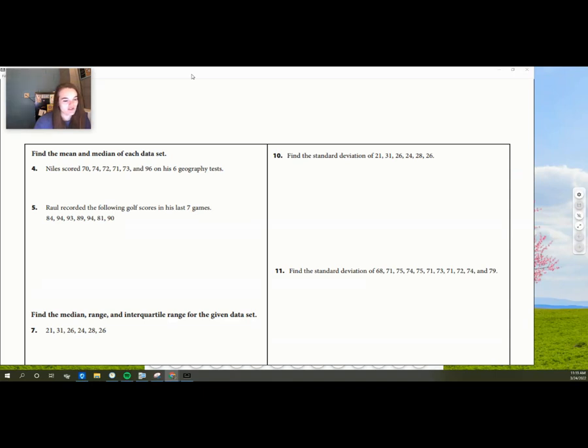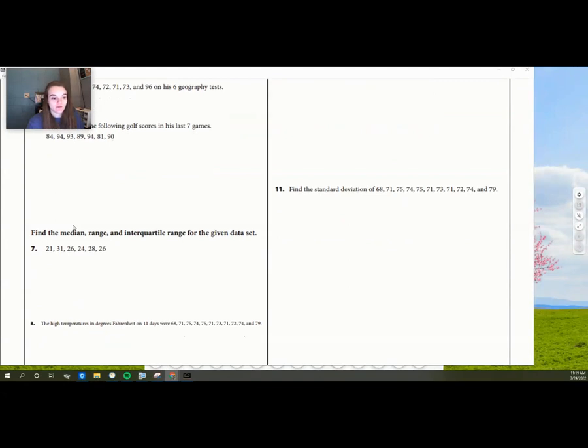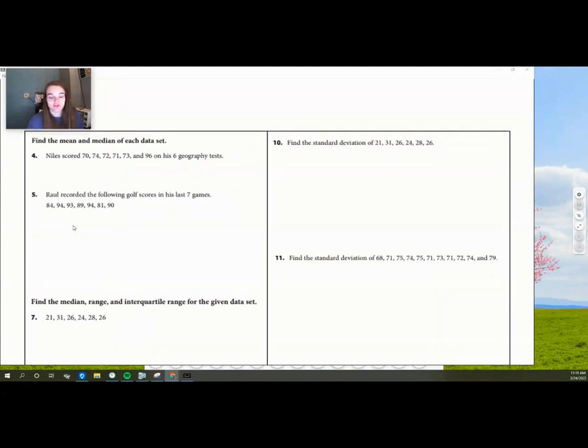All right, so here's your next set of notes. You need to pause the video. You need to do all of these on your own. Find the mean and median for 4 and 5. Find the median, range, and interquartile range for 7 and 8. Find the standard deviation for 10 and 11.